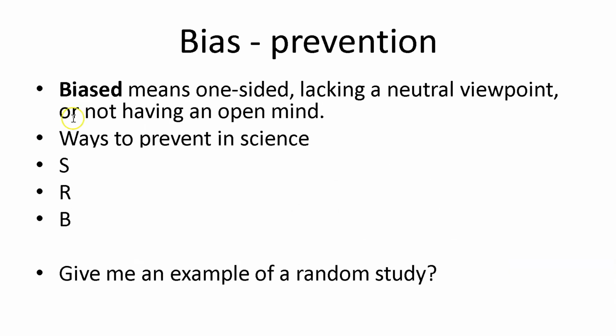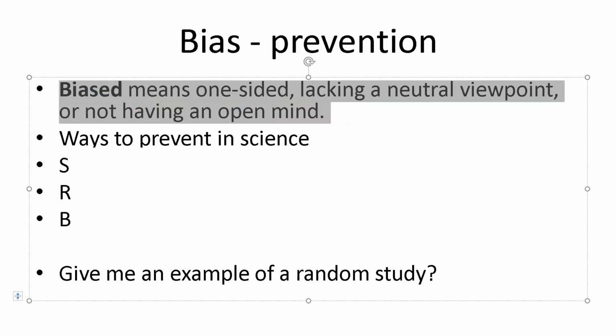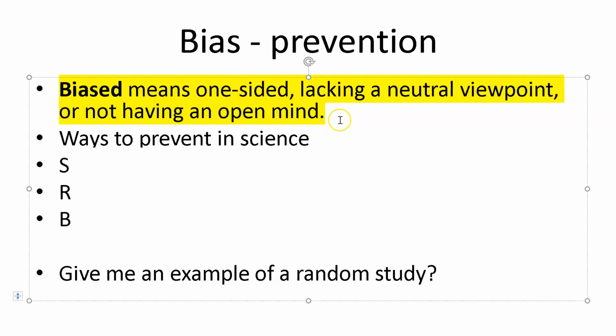So bias literally means one-sided, not having an open mind, which is against, to be completely honest, although scientists obviously disregard this a lot, what we want. We want to have an open mind when it comes to the natural world. But you don't want to have an open mind with everything.